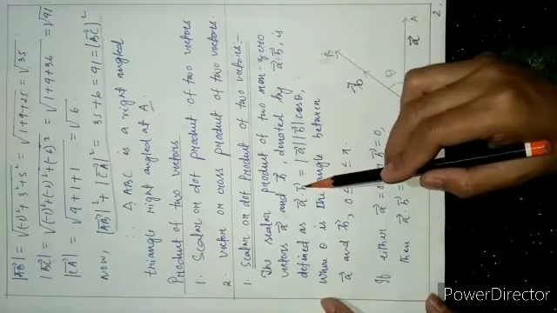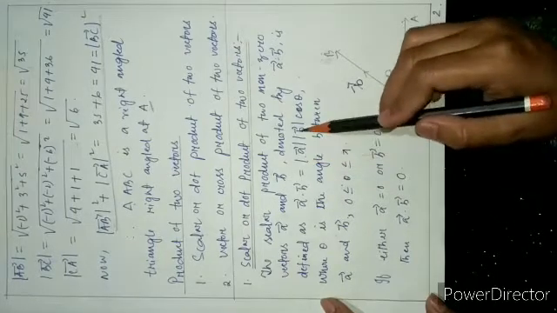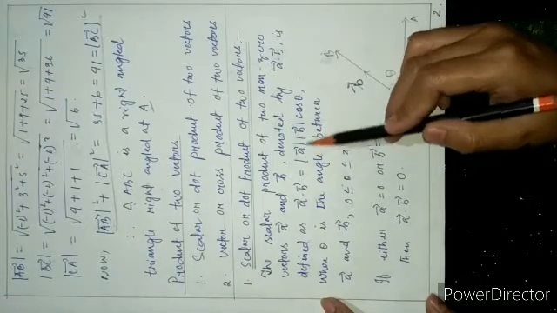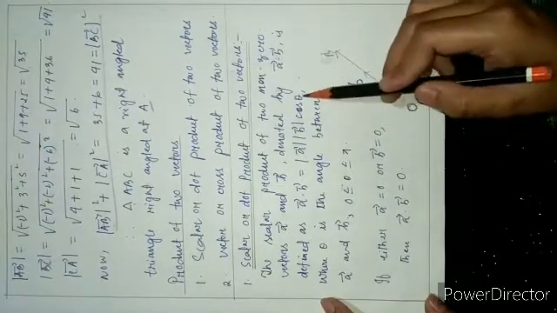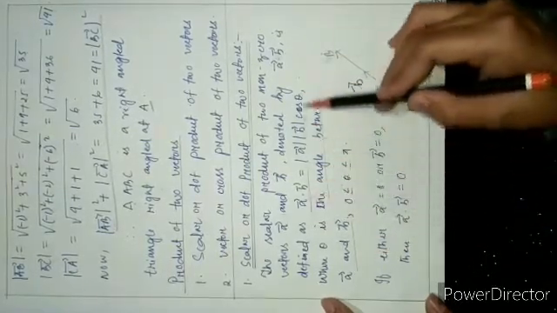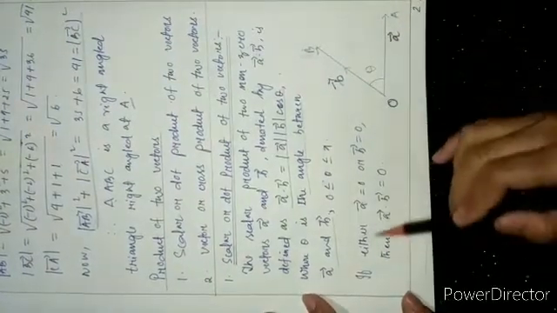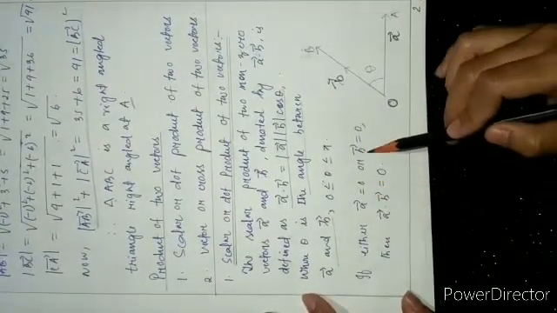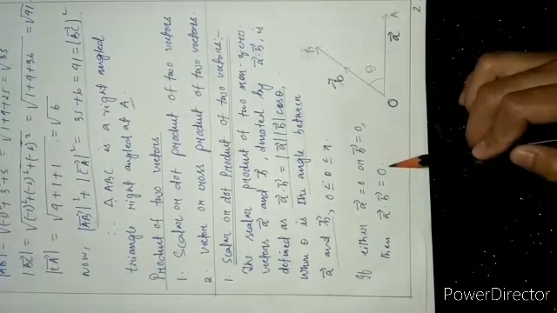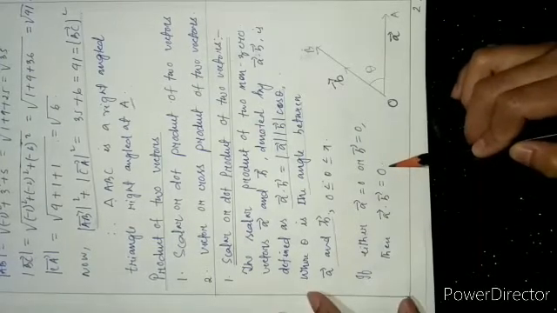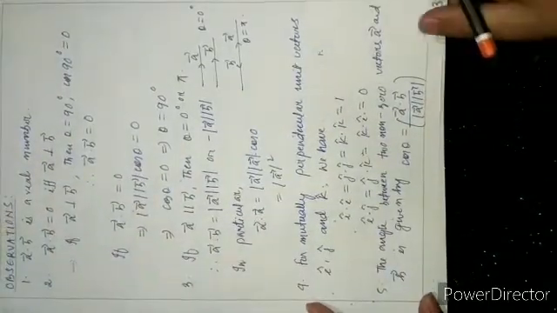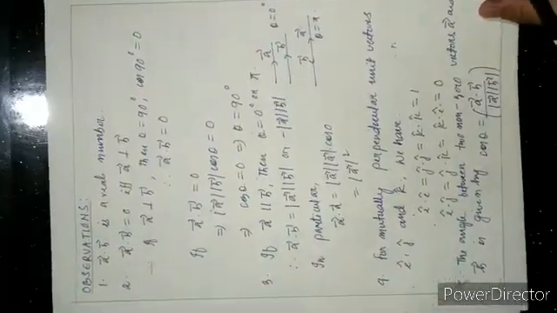And A vector dot B vector is defined as magnitude of A magnitude of B multiplied by cos theta. Magnitude of A vector is the length of A, magnitude of B vector is the length of B, and cos theta is the cosine value, where theta is the angle between A vector and B vector. If either A vector equals 0 vector or B vector equals 0, then A vector dot B vector will be equal to 0.